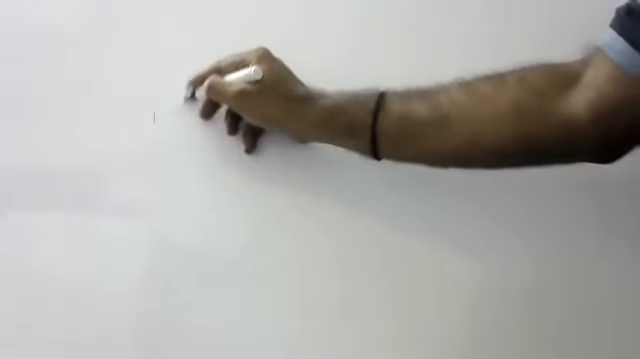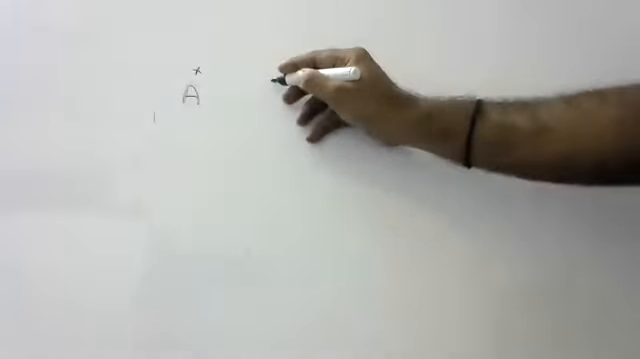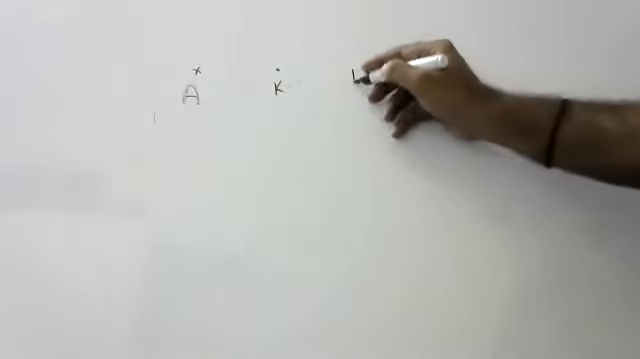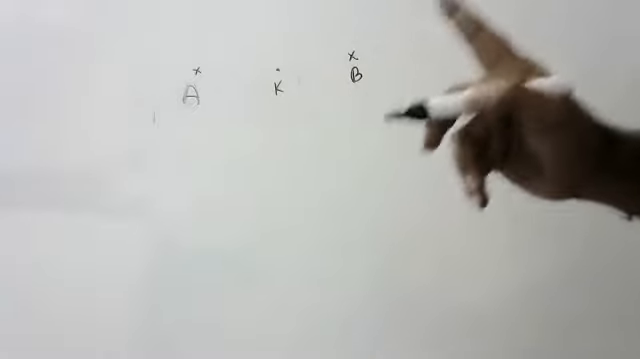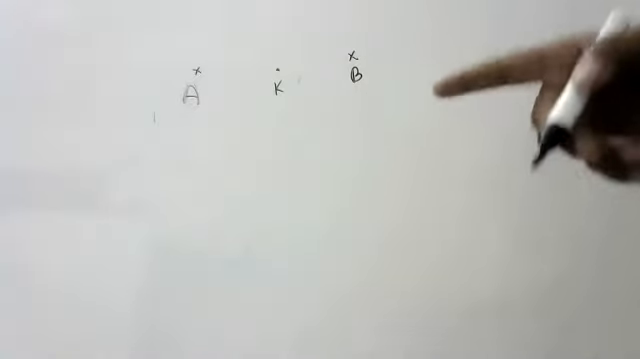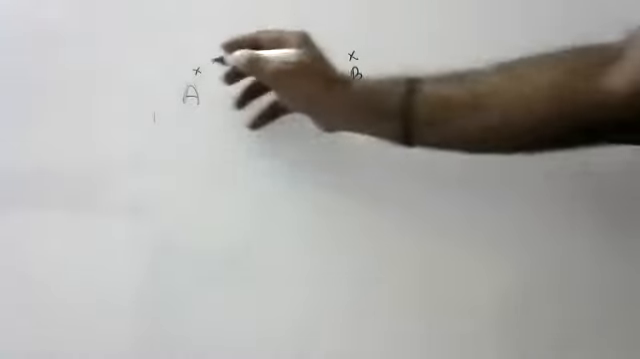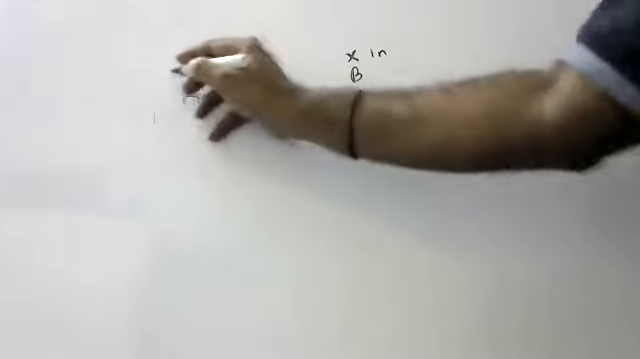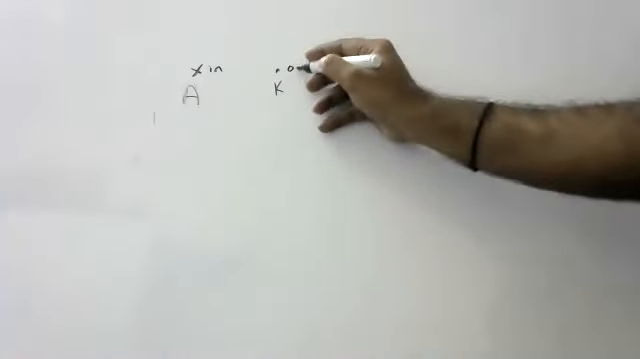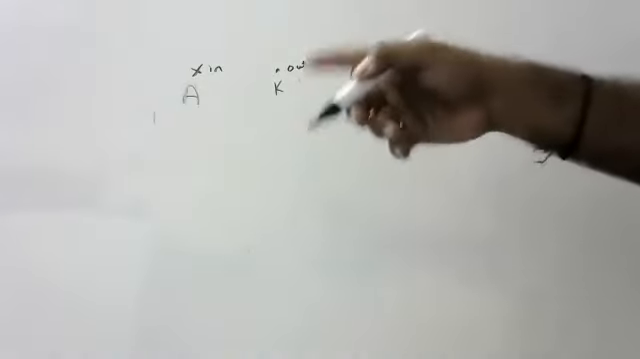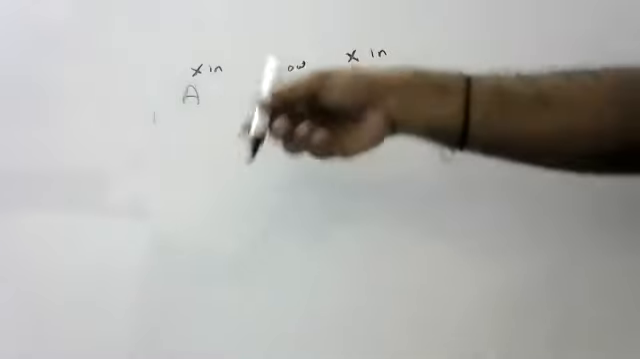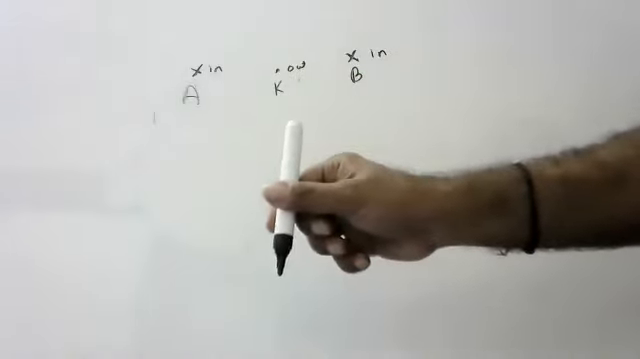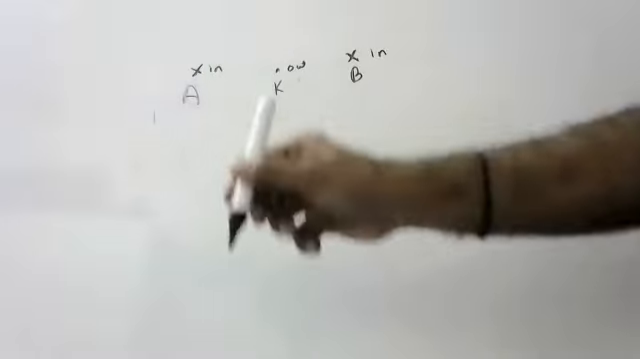A and B represent two straight wires carrying equal currents in a direction normal to the plane of paper, inwards. Children, inwards means cross, and outwards means dot, always. Inwards means cross, outwards means dot. So here, what is the current direction? Inwards means it is going into the plane of the paper, children.